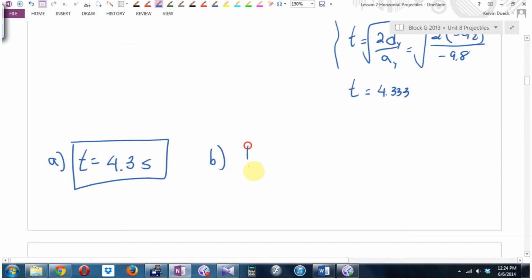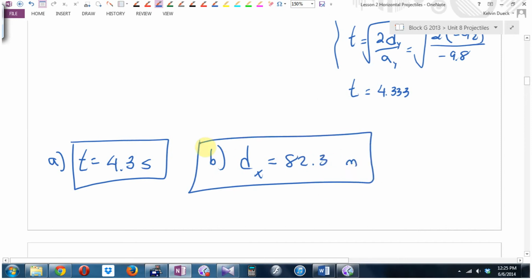82.3? B. dx equals 82.3 meters. I like this question. Is this question going to be on the test? Might be. Okay.